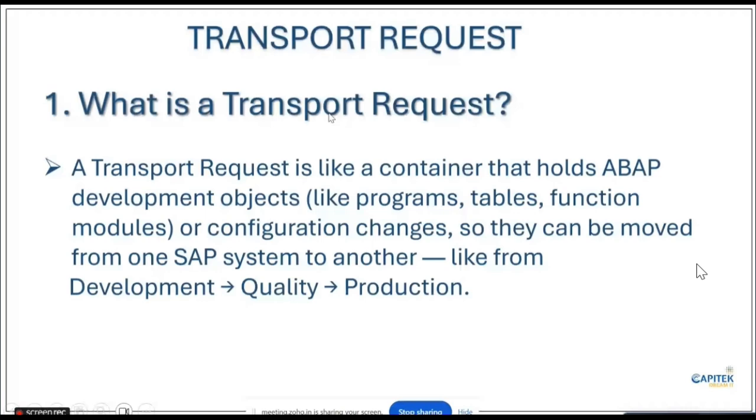So what is the reason? Why do we need to consider this point? In the development environment, why do we have to put the objects into a transport request number? What is the necessity? The necessity is, as I told you in the beginning of the classes, we will have our own landscape like development, quality, and production. Let us suppose this is the landscape.